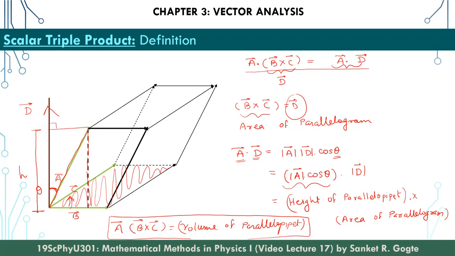In the beginning, I said that these three vectors A, B and C, for which we are taking this scalar triple product, should not be in the same plane, they should not be coplanar, and the reason should be clear now. It is because if they were lying in the same plane, then the parallelepiped would not be formed. The volume of that will be 0, and therefore the scalar triple product will also be 0.